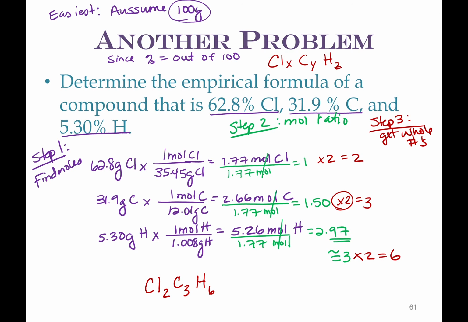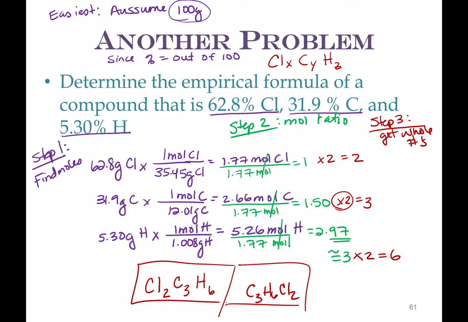I get asked a lot which way I should write this. Normally we write things from least electronegative to most electronegative. However, with carbon and hydrogen, we usually write C and then H. Just a customary thing to do. So C3H6, and then the more electronegative element, so Cl2. But at this point, I don't care which way you write it, as long as you write it with the right subscripts. So you have options.